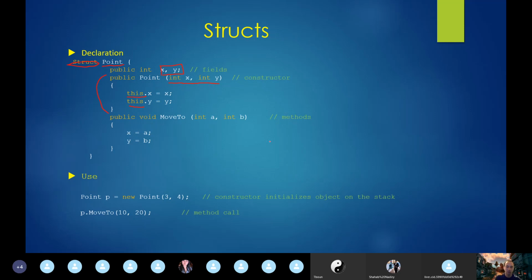And when you have the method move, for example, move to, you also have the list of parameters like A and B, and you also initialize your fields with these values. So this is how you create the new object, for example, the name P, and you initialize it with these values 3 and 4. Then you call the method, for example, move to, and in this method you put, for example, these values like this.